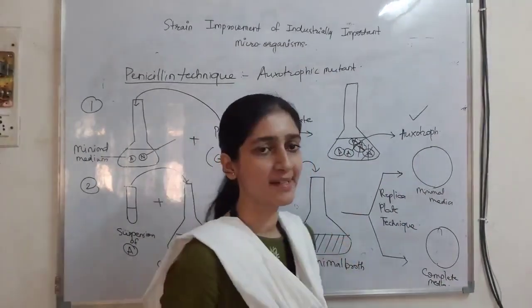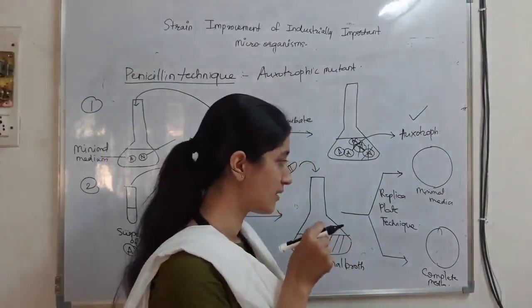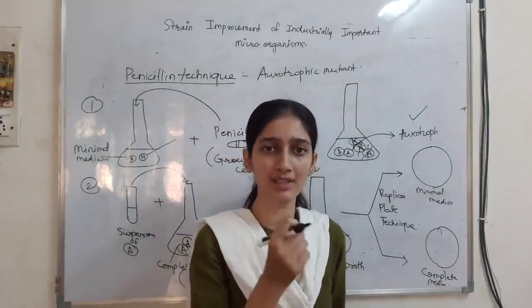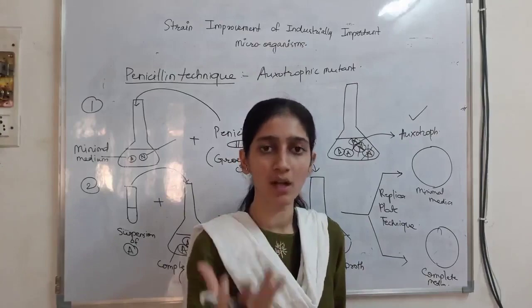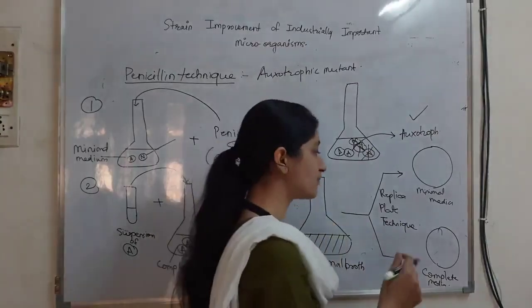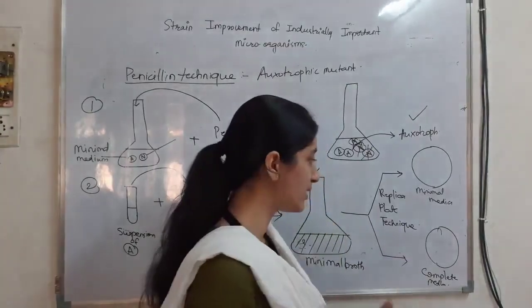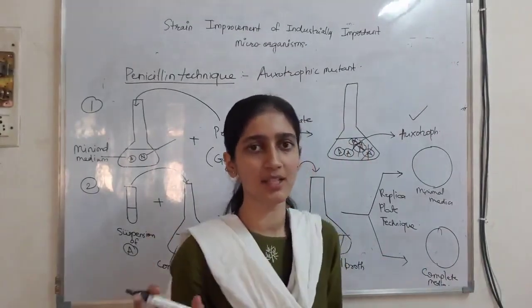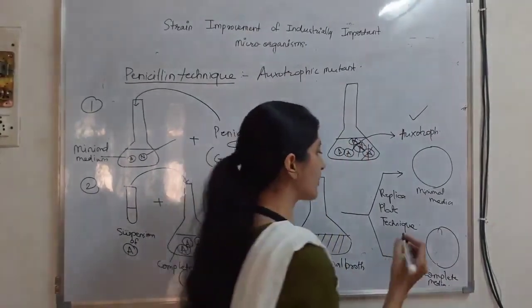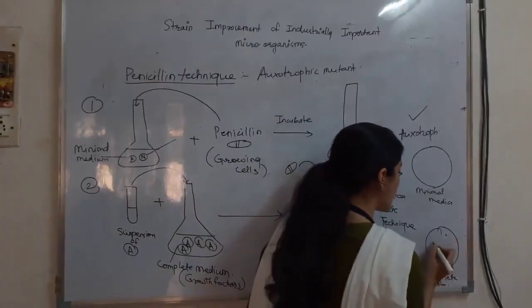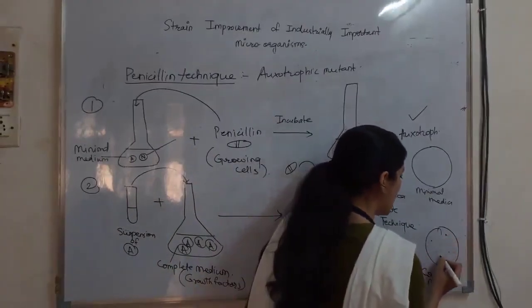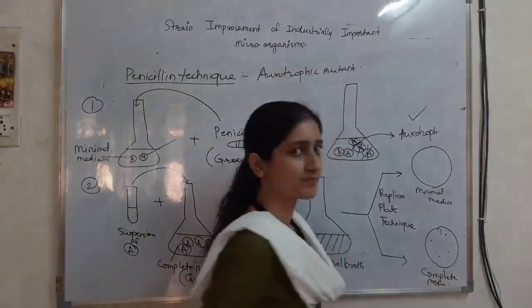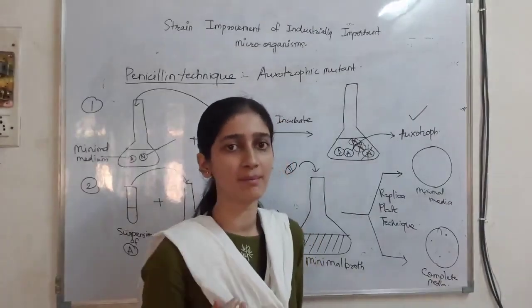For the replica plate technique, we take the suspension and spread 0.1 ml of the sample on the complete medium plate, and after spreading, we incubate it. After incubation at a certain temperature and time period, we will find growth of certain colonies on the plate. For example, we have 4 different colonies on the complete medium plate.